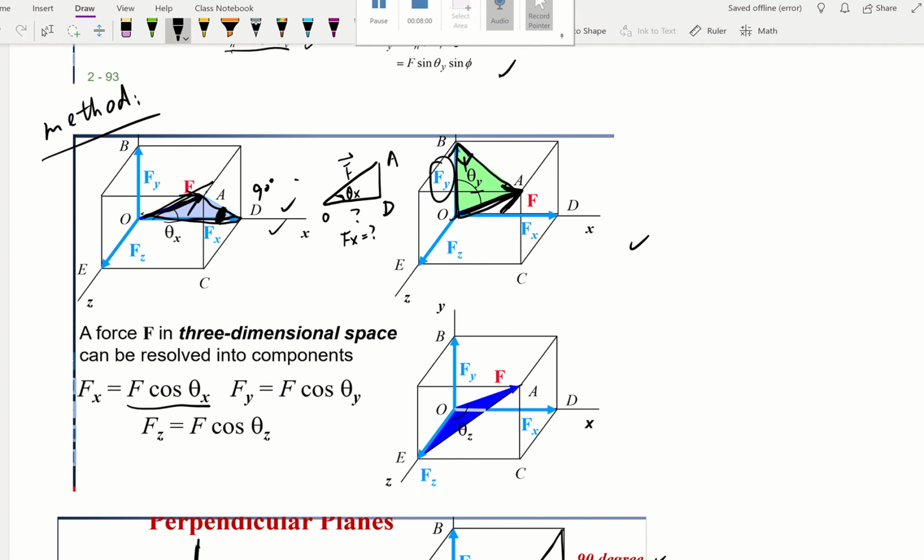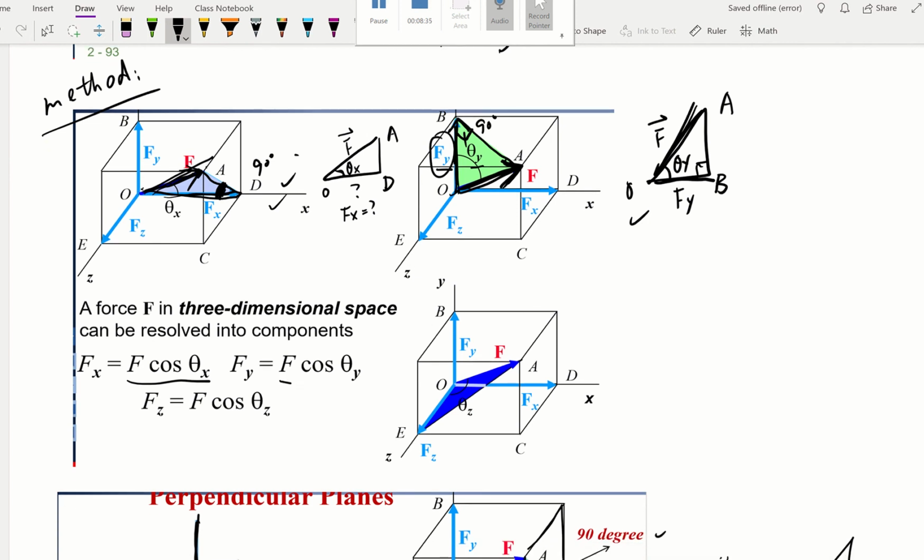So if that's 90 degrees, we can do the same thing to demonstrate that triangle. So we'll have this, and remember B is going to be 90 degrees right here. So that's going to be B, and we have OA. This is the force you decompose, opposite to this 90 degrees. And OB is Fy, so we're solving for Fy. The angle between the force and the y-axis is theta y. So similar thing, Fy is going to be F times cosine theta y.